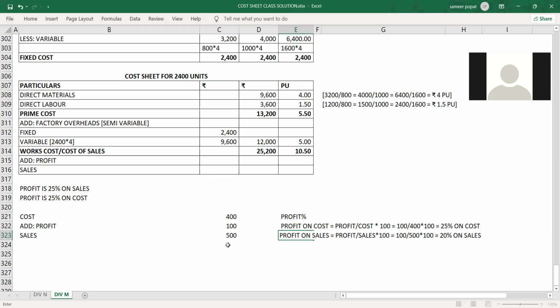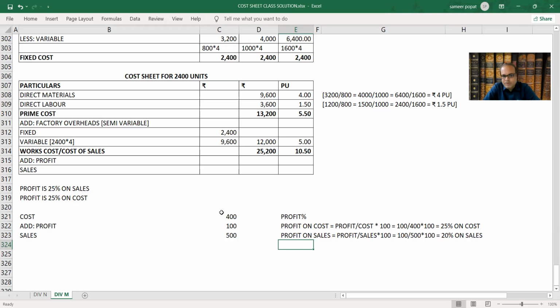Yes, sir. So the profit amount is the same, but if you compare with cost, you will get a different percentage on cost. If you compare it with sales, you will get a different percentage on sales. So both things are not the same. So 25% on sales is not the same as 25% on cost, because here the percentage would be applied on sales, and here the percentage would be applied on cost. Okay.